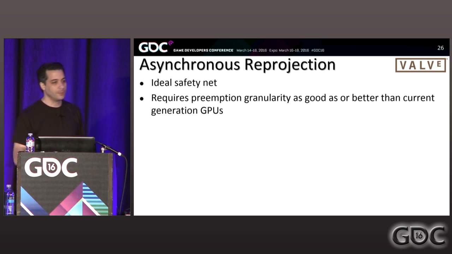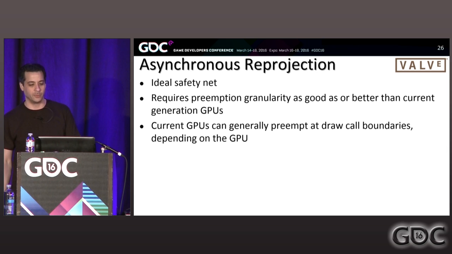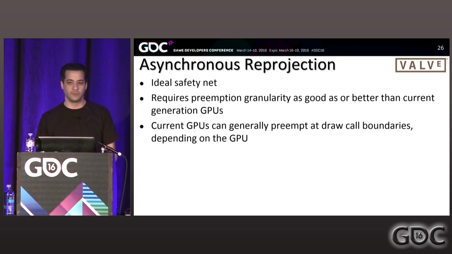But it requires preemption granularity on the GPU that's as good or better than current generation GPUs. I meant to ask AMD and NVIDIA what I can and can't say about their GPUs publicly, so I'll stick to what I believe they've already said, which is that with the current generation of GPUs, we can think of it as you can generally preempt to draw call boundaries. It's not entirely true. You can go a little slightly finer, I think. But you can preempt to draw call boundaries.